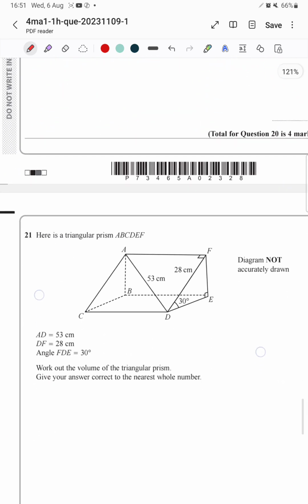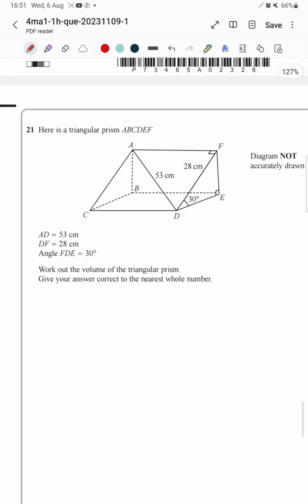Now let's go to the next question. Okay, now this is question number 21. In this question, we are given a triangular prism. So this is a triangle here, and this is a triangle, and this is the prism's length. Some lengths are given, and we must work out the volume of the triangular prism. The prism's volume is the area of the cross section, here the triangular area, times the length. When I say length, it can be considered as AE, or CD or BE.